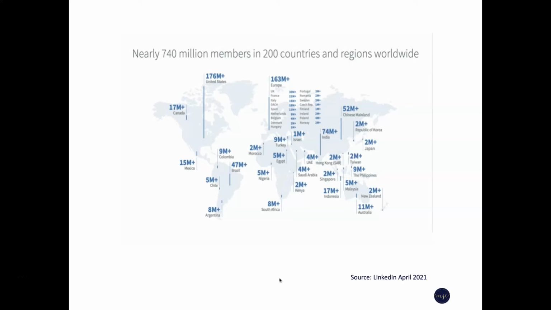So I took this graphic just off the LinkedIn website recently, and you can see at this point in time, there are almost 740 million members on LinkedIn in 200 countries and regions worldwide. So roughly 1 out of every 3 professionals in the world is on LinkedIn, and LinkedIn is the largest professional business network in the world.